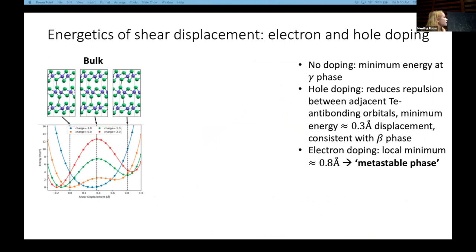And these calculations show the configurational energy with various shear displacements of one layer. And this calculation is for the bulk. So without doping, which is the orange, the gamma phase is the minimum, no surprise there. With hole doping, it actually reduces repulsion between adjacent tellurium antibonding orbitals. So the minimum energy is at a shear displacement of 0.3, which does correspond to the beta phase.